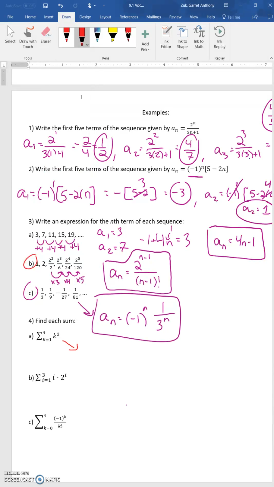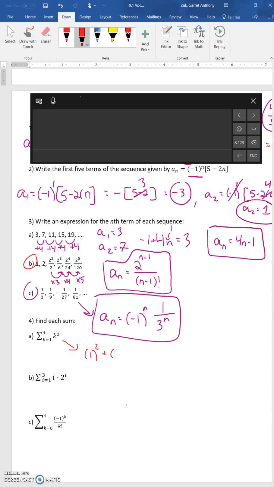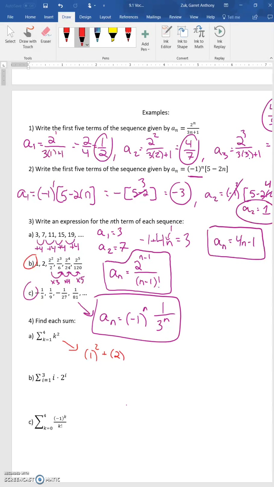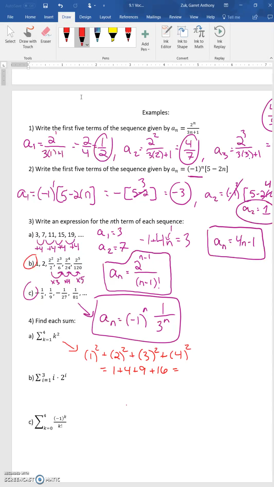So again, we're starting with k equals 1, working our way up to 4. Our rule is we're taking k and squaring it. So we're starting with k equals 1 squared plus, and k is 2 squared plus 3 squared. And then our last one, we're going to stop at 4. Well, that's 1 plus 4 plus 9 plus 16. I believe that adds up to 30. So that would be our finite sum here.